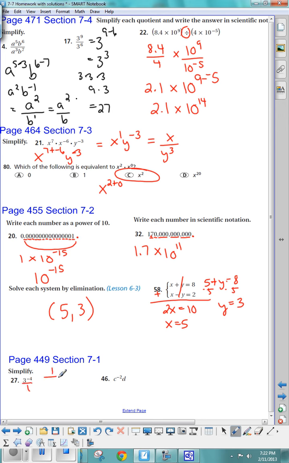27, if you want to simplify a negative exponent, you have to flip it upside down. So when I flip it, it becomes 1 over 3 to the positive 4th. And if I multiply 4 3's together, that's like saying 9 times 9. That's 81. So I end up with 1 over 81.